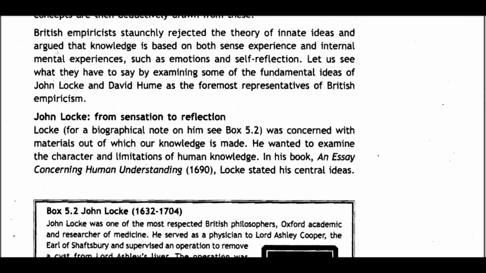British empiricists staunchly rejected the theory of innate ideas and argued that knowledge is based on both sense experience and internal mental experience, such as self-reflection. Let us see what they have to say by examining some of the fundamental ideas of John Locke and David Hume as the foremost representatives of British empiricism.